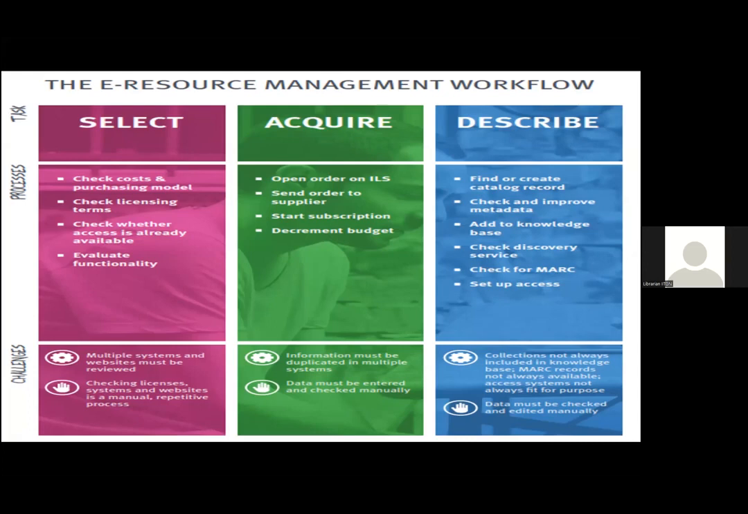As you see on this screen, the tasks are select, acquire, and describe. Selecting is identifying the electronic resource, acquiring it is going through the process of procurement, and describe is basically cataloging and providing access. Then they also define certain challenges at each step that one needs to face in order to manage the electronic resources.